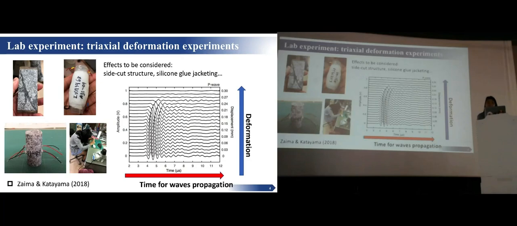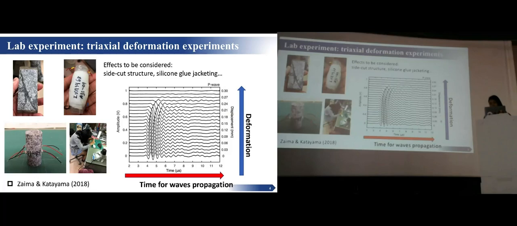So this is me doing experiments in Japan. I did triaxial deformation experiments on granite rock. So I crushed the rock. And this is the data we have. I placed one source and one receiver, one on each side of the rock. At every stress compression stage, we send one signal from one side and record it at the other side. And it shows like this.